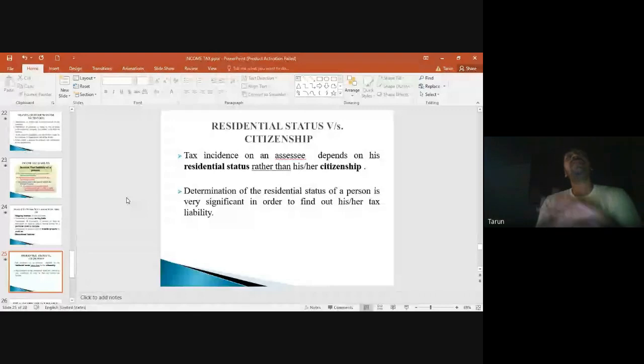So the determination of residential status is very important to find out whether the tax is applicable or not, whether on whatever they have earned from other sources of business, residing in India or not residing in India. That will be known according to their status, that is, how many days, how many months, how many years the person has resided in India or not.